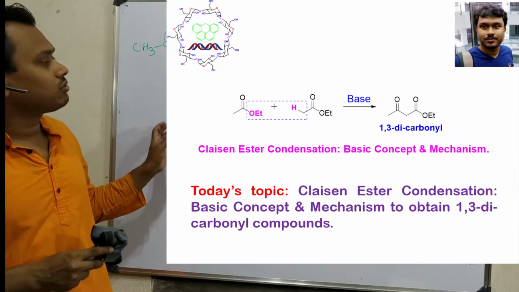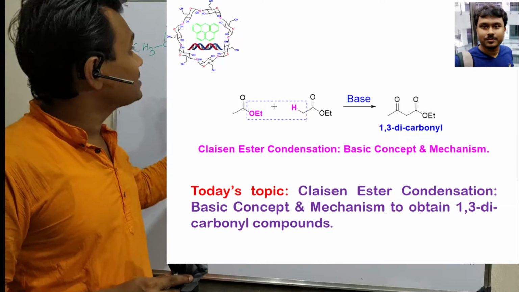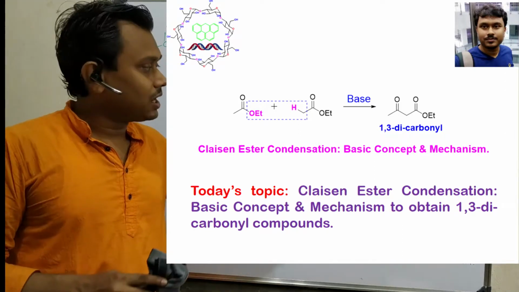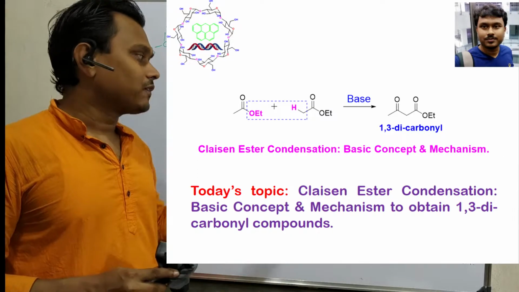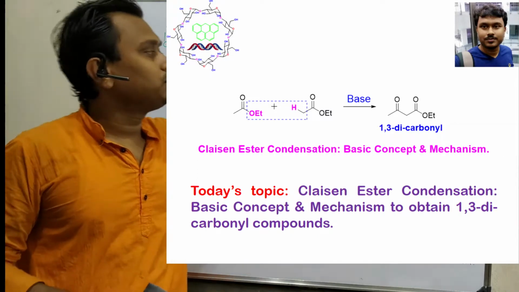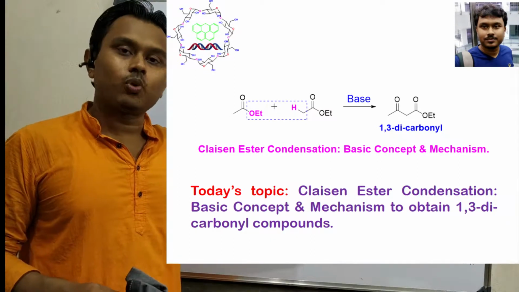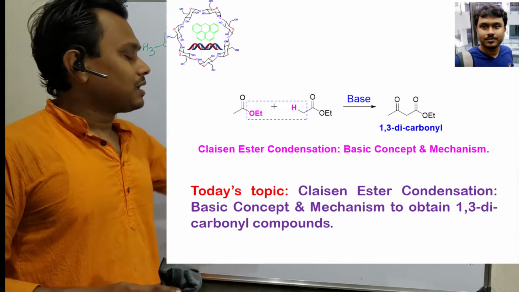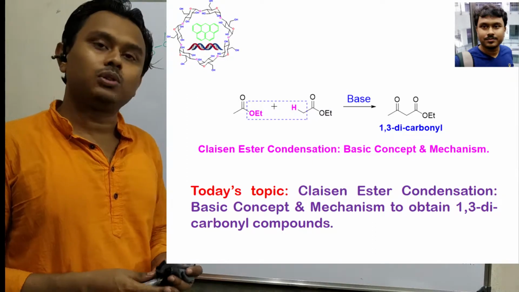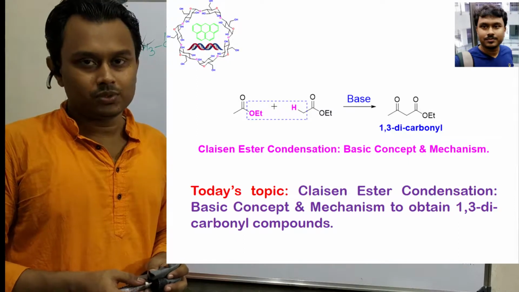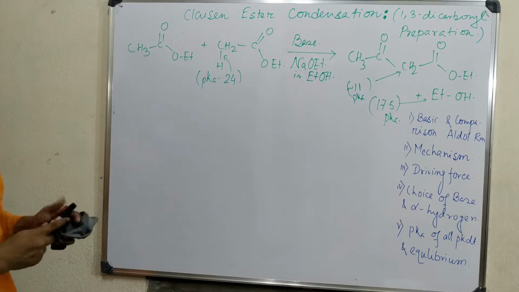This lecture will cover some points, for example basic concept and comparison with aldol. As I told previously, with aldol you can understand why. Second, I will explain about the mechanism. After that I will explain what is the driving force for this reaction. Then I will explain about the choice of base and alpha hydrogen. And finally, the pKa values of all the products in the equilibrium. Okay, so let's start.